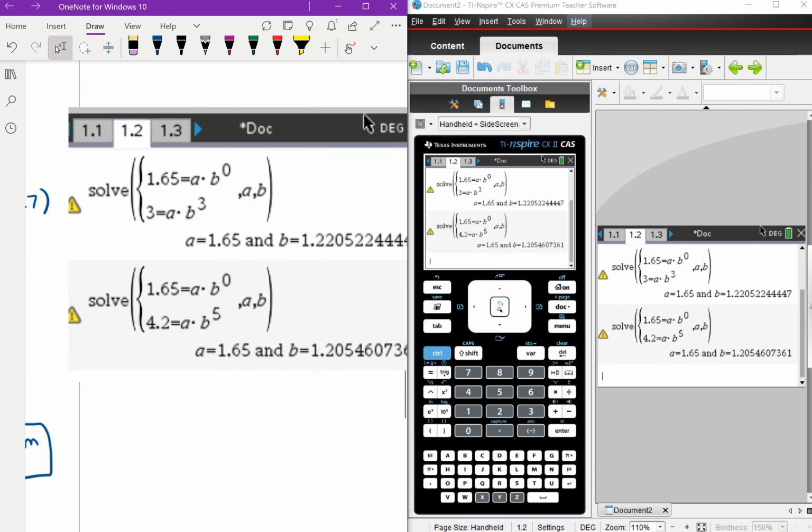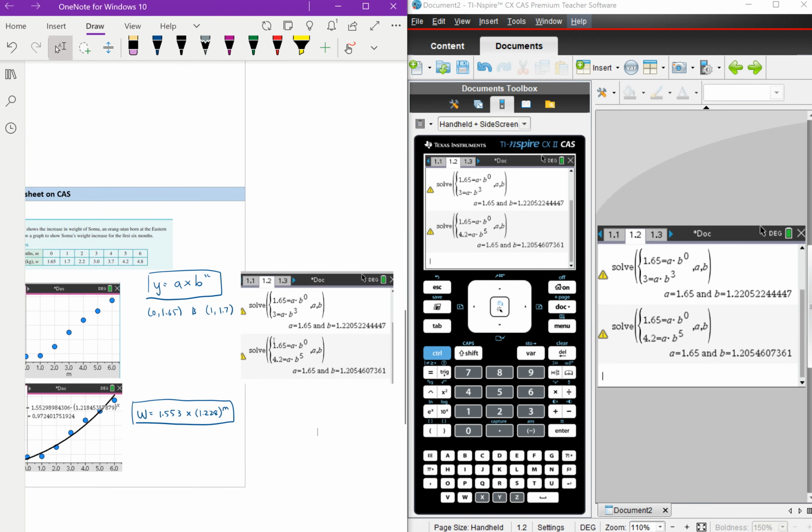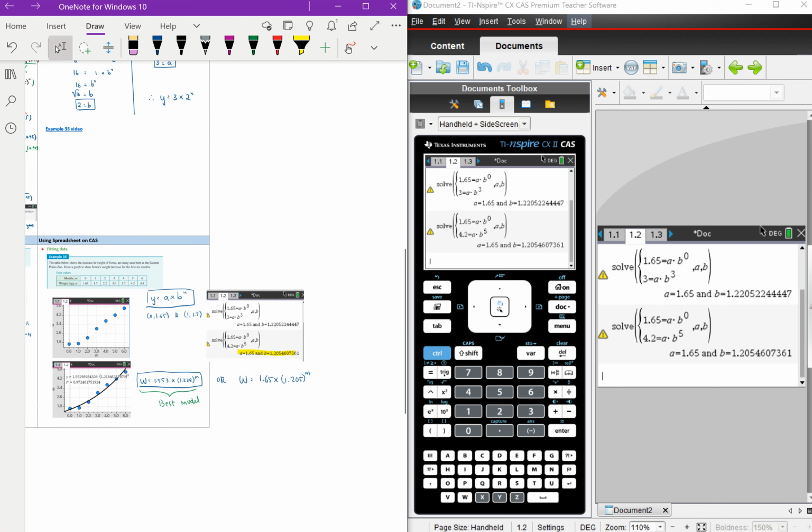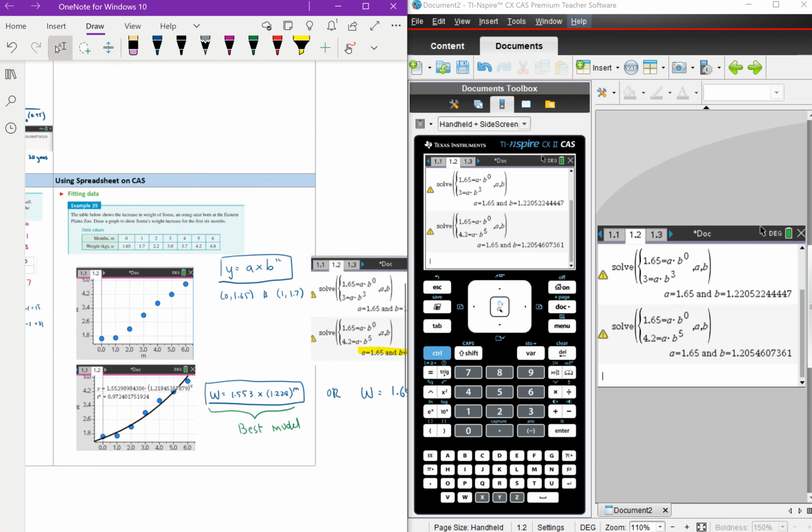You can say that the equation could also be weight is equal to 1.65 multiplied by, say, 1.205 to the power of m. That's also another one too. Okay, so it depends on which points you want to pick, but I would say the best model is the regression line. Okay, there you go. So that's how you use your CAS spreadsheet to graph it, but that's the last example, example 35.